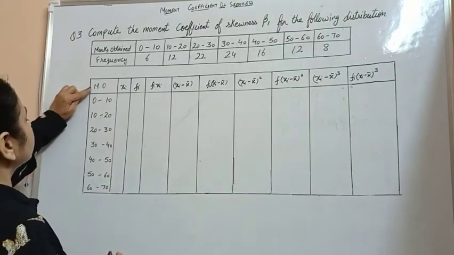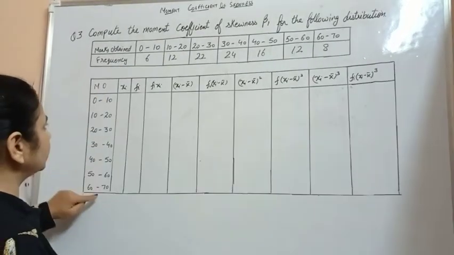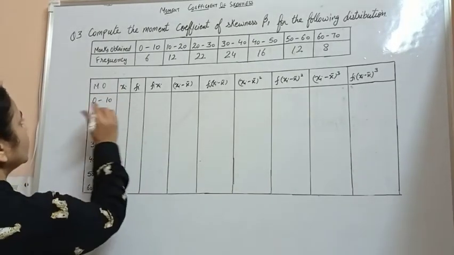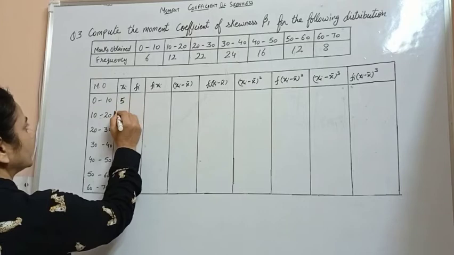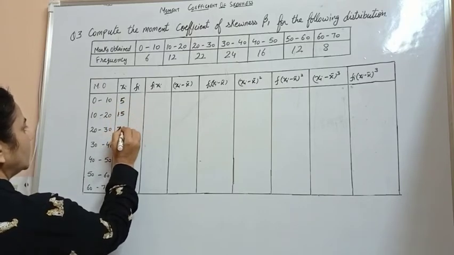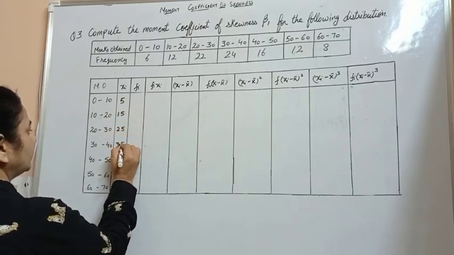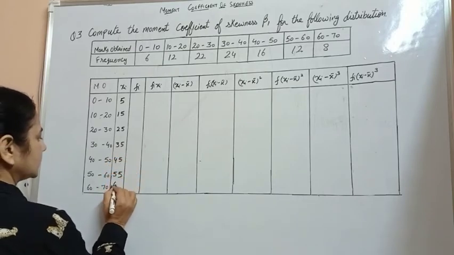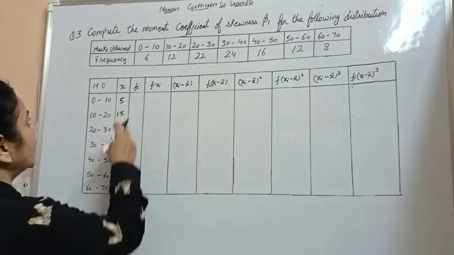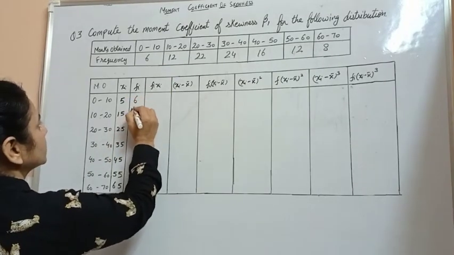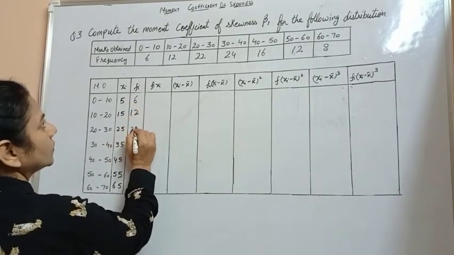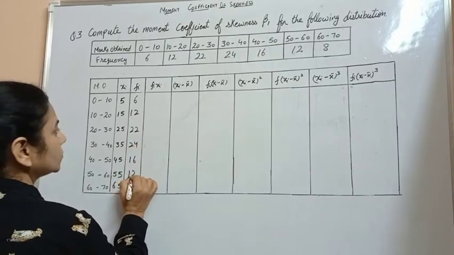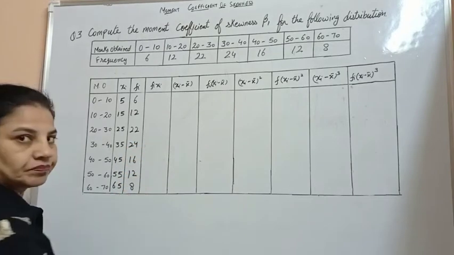Now this is marks obtained. The interval is given to you. We calculate xi. Xi is the midpoint of the interval. 0 to 10 means 5, then 15, 25, 35, 45, 55 and 65. Enter the frequency which is given to us: 6, 12, 22, 24, 16, 12 and 8.